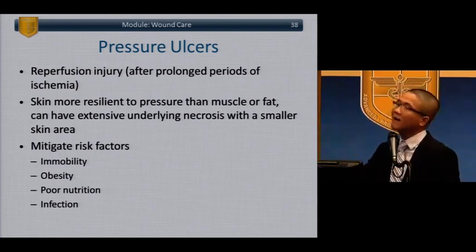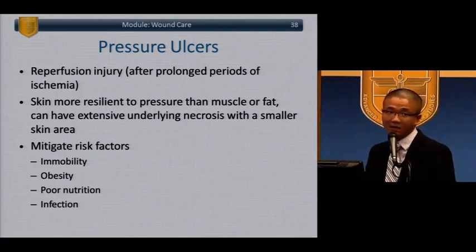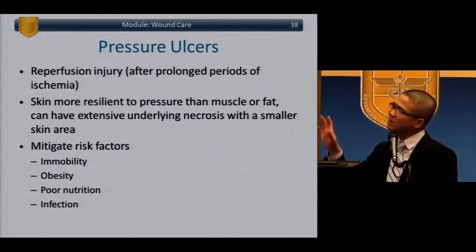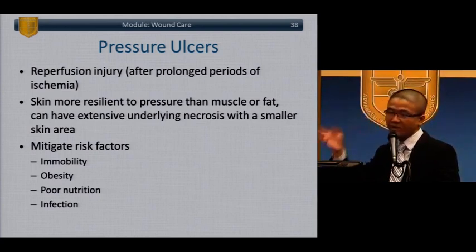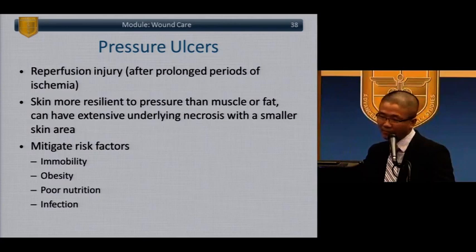The turning helps by not having this prolonged period of ischemia. All right, everybody knows that decubitus ulcers is a hospital measure, right? So the skin is more resilient to pressure than the muscle or fat, and that's why you can potentially understage the decubitus ulcer, because the skin looks like, oh, there's a little bit of redness, but underneath it, the muscle and the bone are actually not nearly as resilient to the periods of ischemia, right?